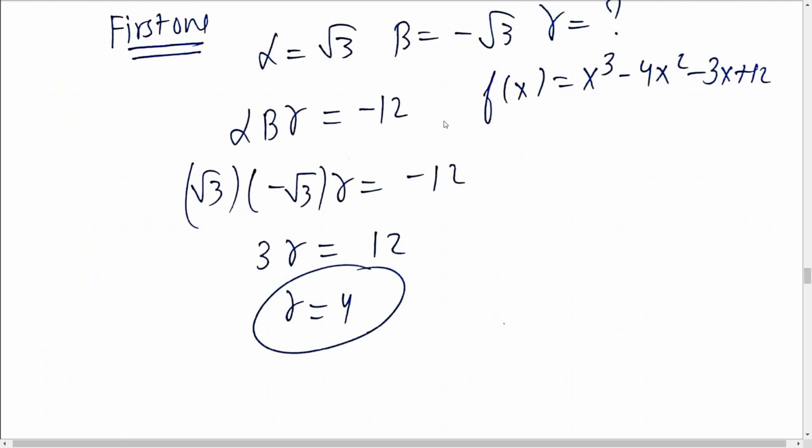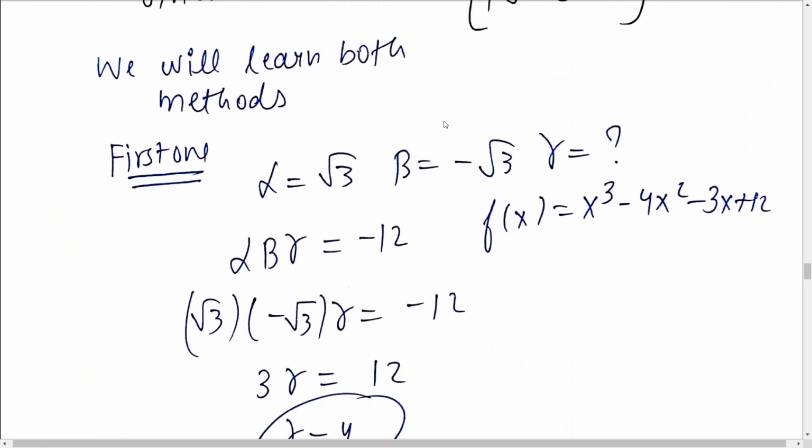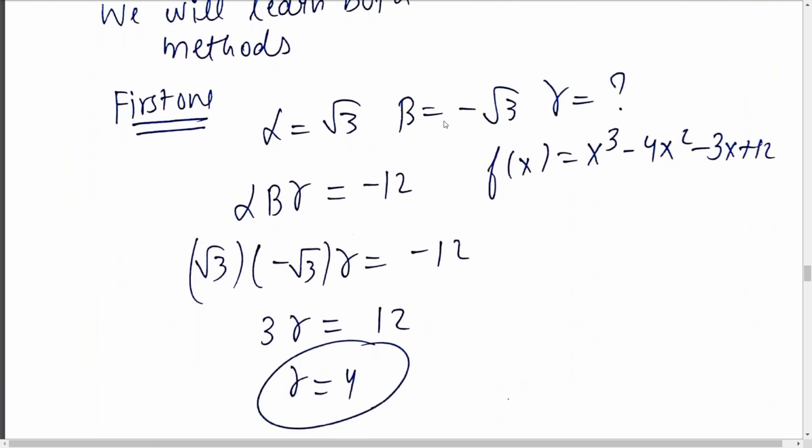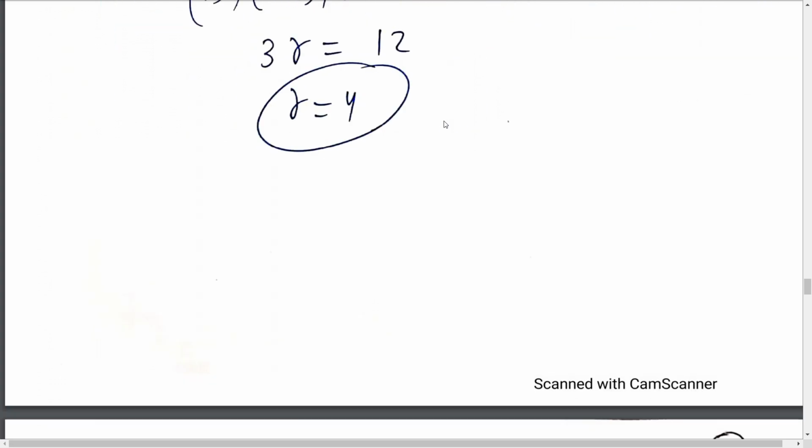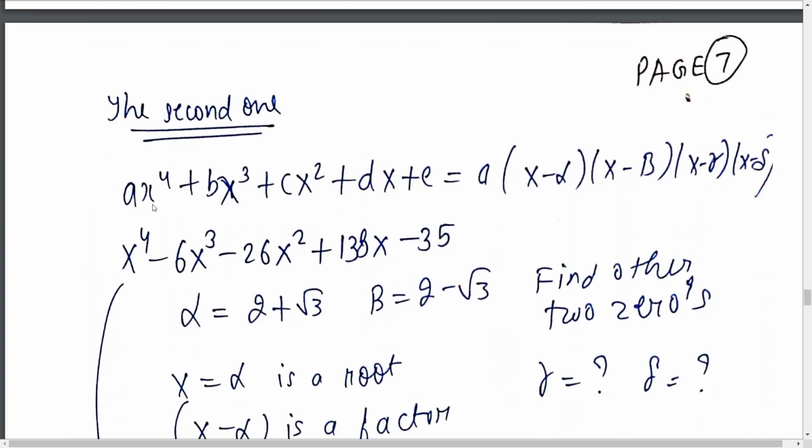Now I'll show you the second one. The second method is based on the division algorithm, which I told you in my last video. I told you that a biquadratic polynomial can be factorized into its roots in this way. Suppose alpha, beta, gamma, and delta are the roots of the biquadratic polynomial. So it can be factorized, with the highest power term coefficient taken out, as a into the factors x minus alpha, x minus beta, x minus gamma into x minus delta, right?